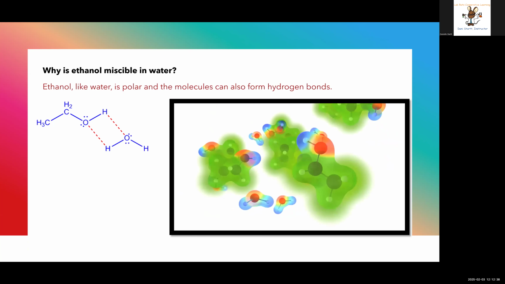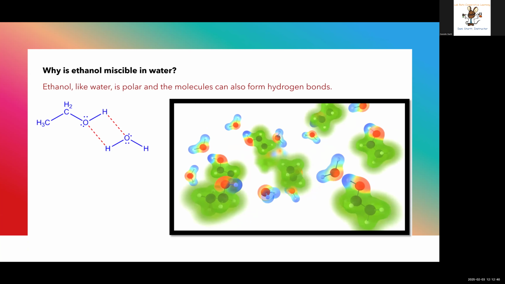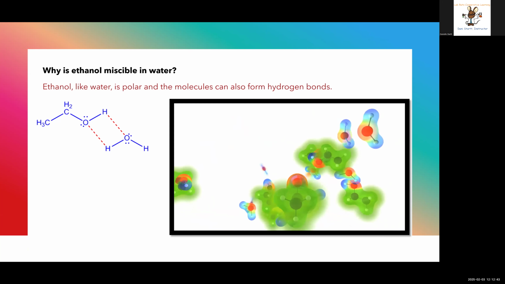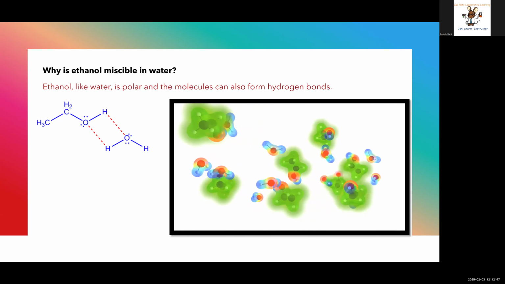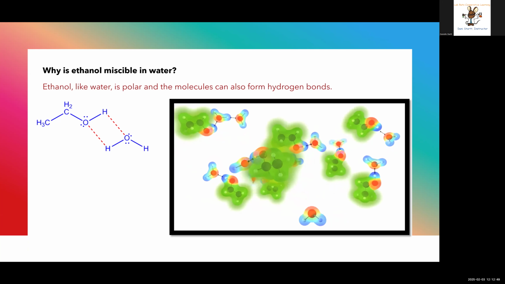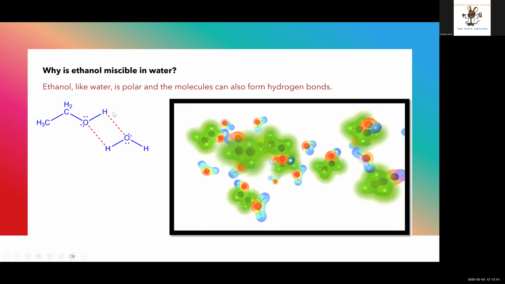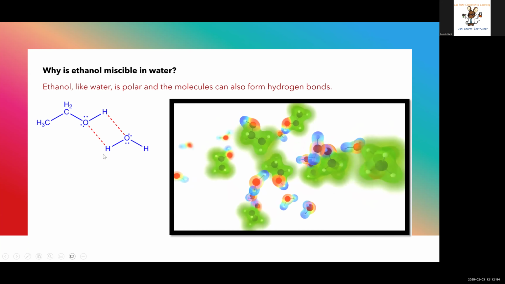So why is ethanol, which is an alcohol, miscible in water? Ethanol, like water, is polar, and the molecules can also form hydrogen bonds. And over on the left, you can see this would be an ethanol molecule and water, and you can see where they can bond.